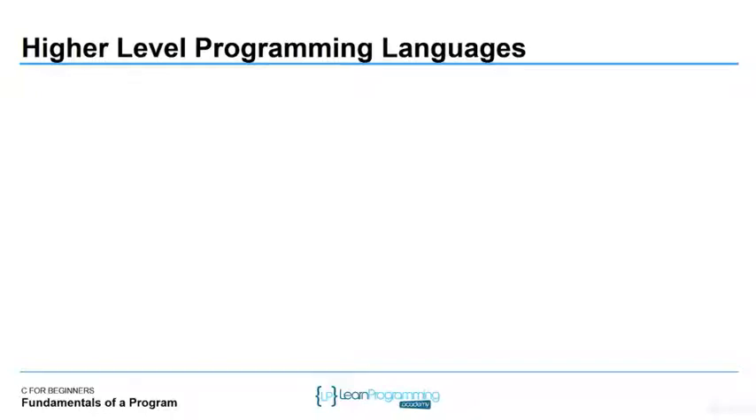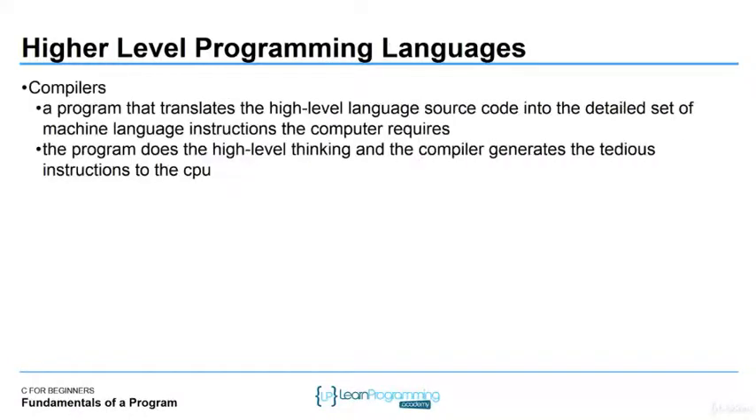You have to convert it essentially to instructions that the CPU understands. And so this is where a compiler comes into play. Often when you write code in programming, you're going to use a compiler that translates this high-level language, source code, into detailed machine language instructions, basically assembly language. So you're going to write a program that's going to do high-level, more abstract thinking, and then the compiler is going to generate all the millions of instructions that go to the CPU on the instruction set.